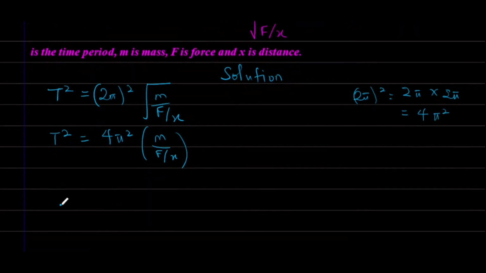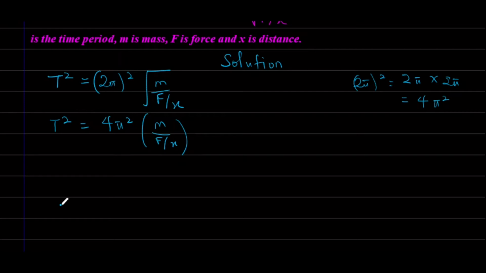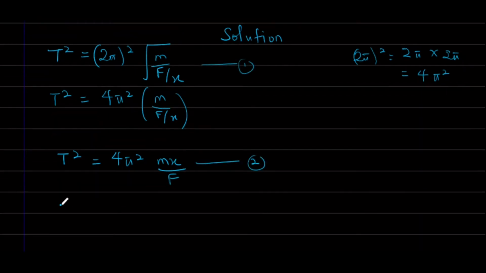So in that case, this x that is here will go up. Then we can write it as T square is equals to 4 pi square mx over f. This is our new equation. Since I decided not to work with the square root, you can as well work with the square root by not introducing square to both sides.